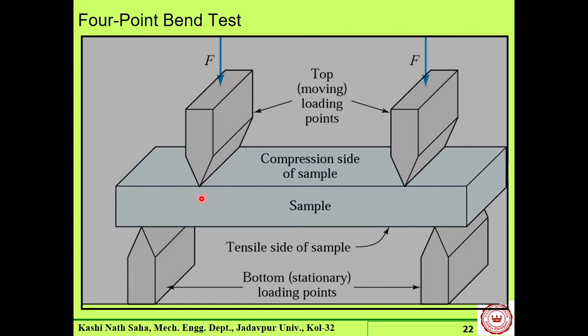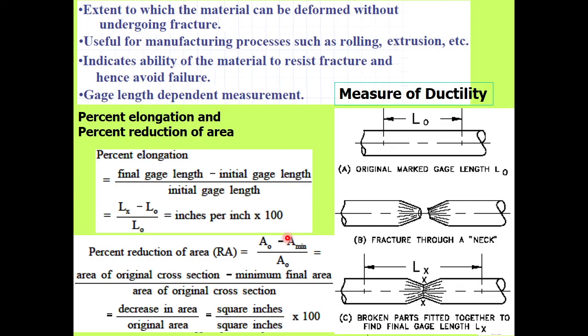Now this 4-point bend, this is a measure of the amount of deformation that the material can withstand. Okay. Now the measure of ductility is measured through percentage elongation and percentage reduction of area.